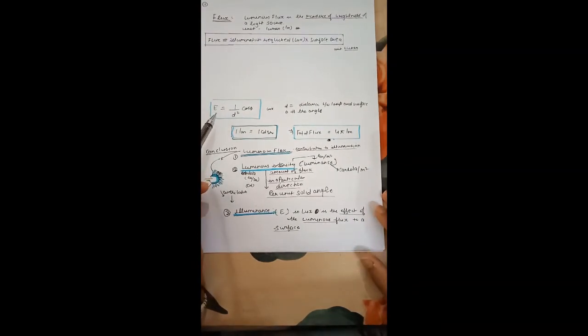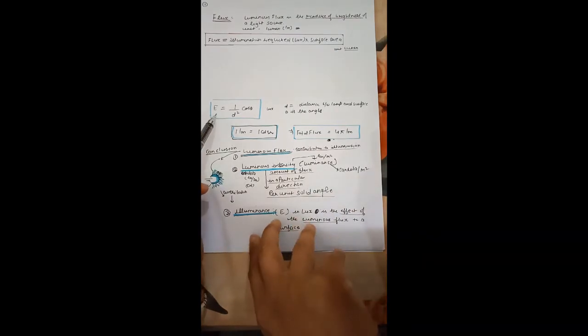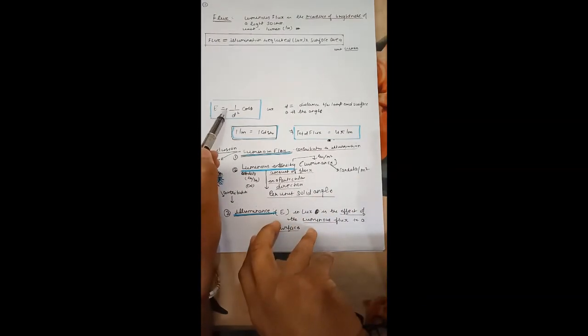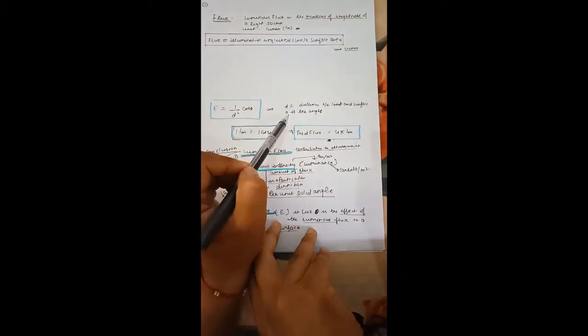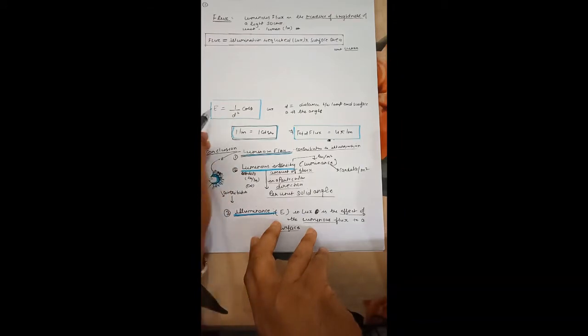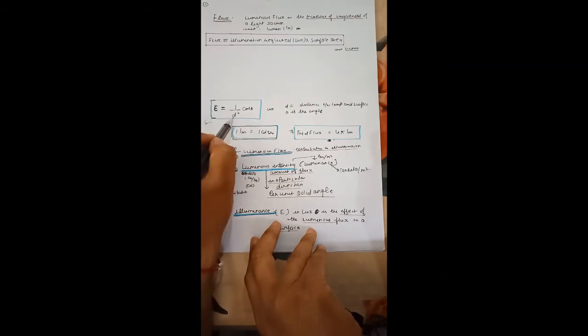Then illumination, this is also the inverse square law formula, E is equal to I by d square cos theta. So d is equal to the distance between lamp and surface, theta is the angle. ठीक है, we will do the numerical based on this formula also. So whenever candela is given, distance is given, angle is given, this formula will be used. E is equal to I by d square cos theta.